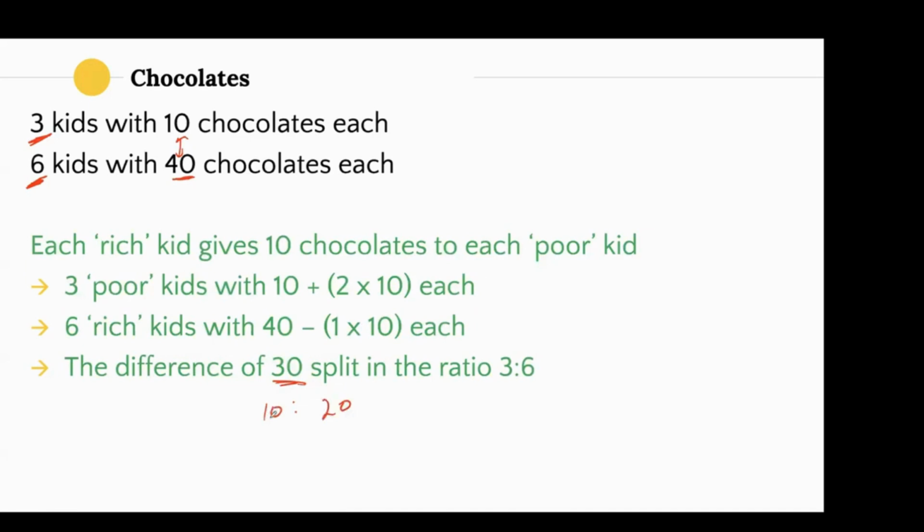Now, each rich kid is giving 10 chocolates, so each rich kid gets left with 40 minus 10. Each poor kid is getting 20 chocolates, so they get 10 plus 20. Both ways, I get the same average.